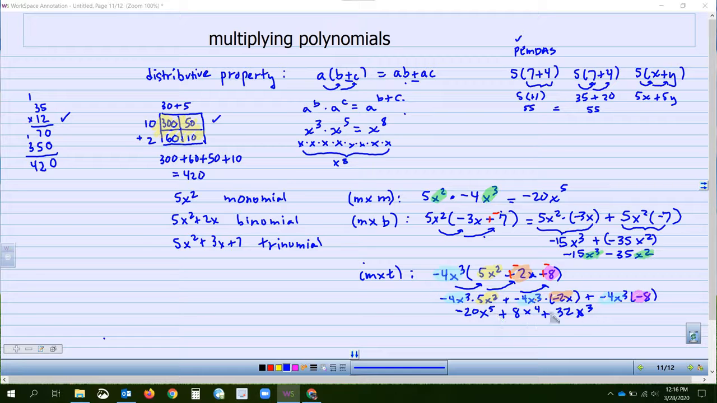And again, these are not like terms. That's an x to the 5th, that's an x to the 4th, that's an x to the 3rd, so they can't be combined. I've got additions here, nothing to change. How nice is that? And that would be our answer.